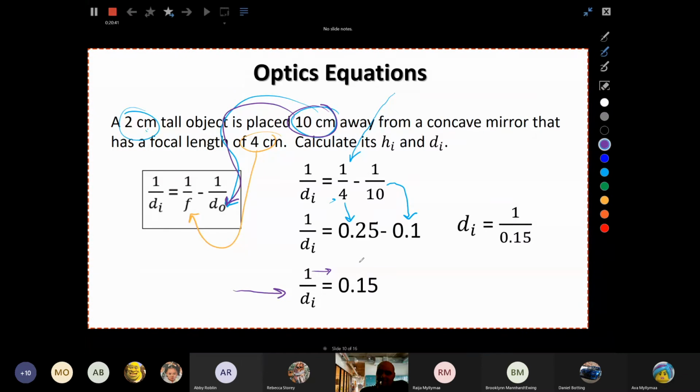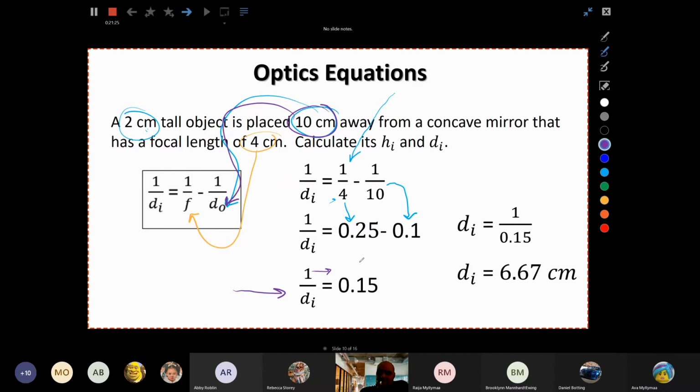What's 1 divided by 0.15? I can wait here all day, kids. 1 divided by 0.15. 6.66? I think somebody said 6.66. It is. Bam. Now, I got to stop the recording here just so I can go to the internet and show you that calculator.